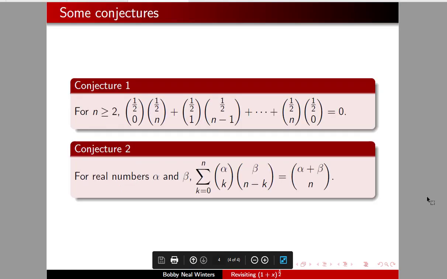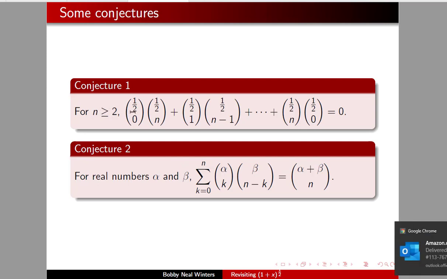So my conjecture would be that for n greater than or equal to 2, (1/2 choose 0) times (1/2 choose n) plus (1/2 choose 1) times (1/2 choose n-1), etc., going up this way, that you add all of these coefficients up, and that's equal to 0. You're welcome to try to prove that barehanded if you want to.